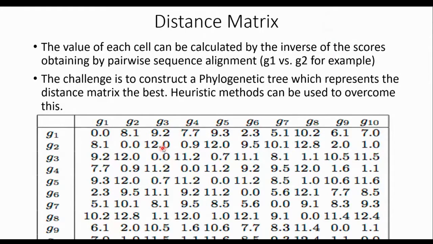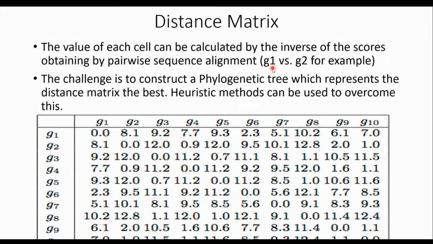But in this example, as you can see, they are given to us. And we notice here pairwise sequence alignment. It's not like multiple one. It means that two by two we are comparing them in order to find these scores.